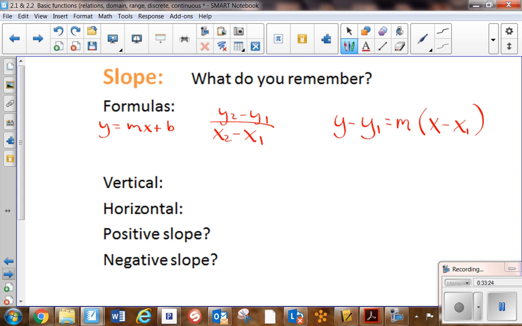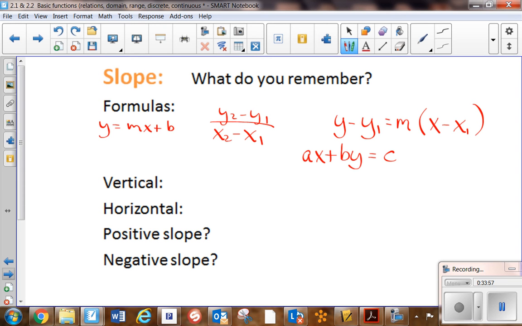AX plus BY equals C. What's that? The standard form. Very good. The standard form. Slope-intercept, point-slope, and standard. That's the three forms. Good. And this is when you're given two points.